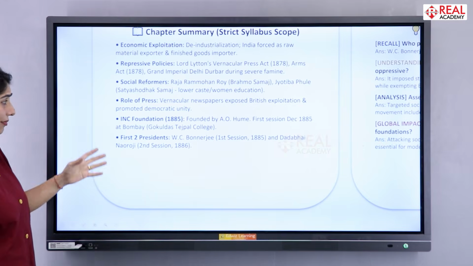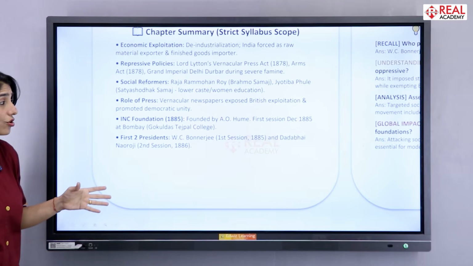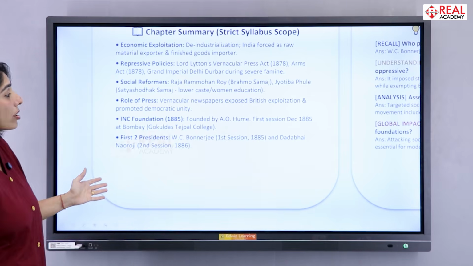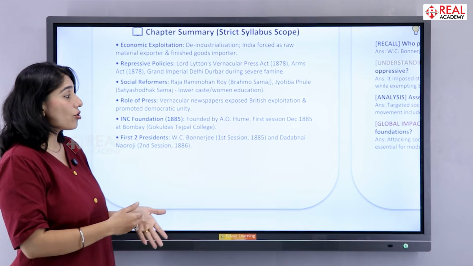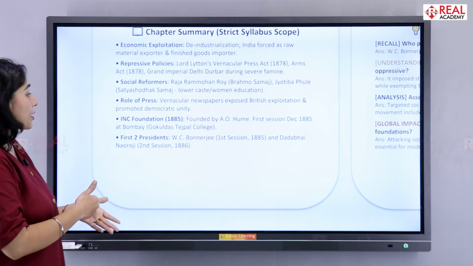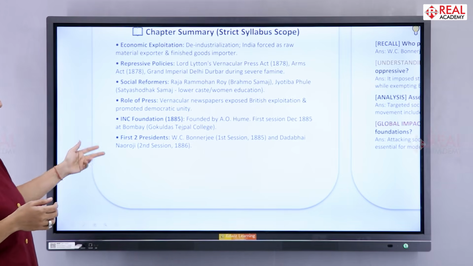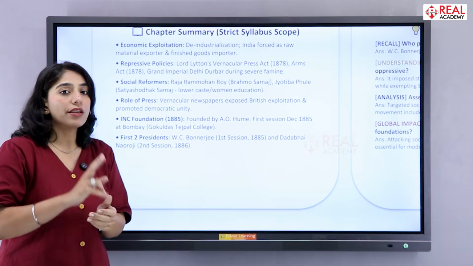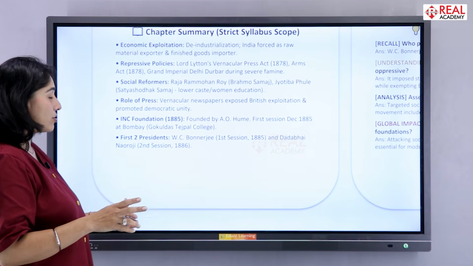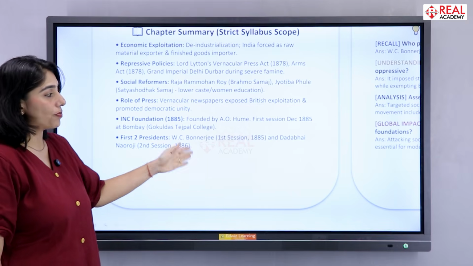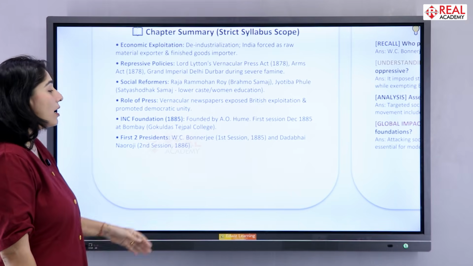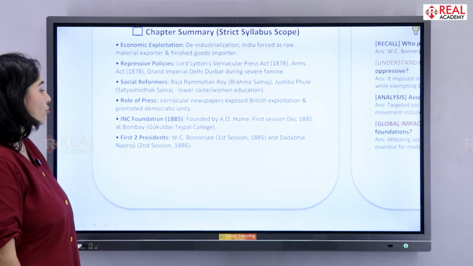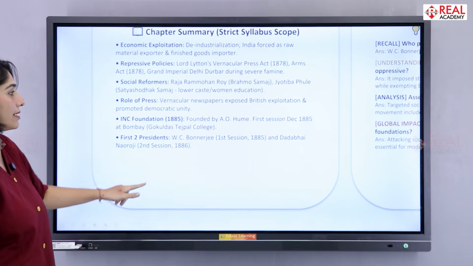All right. Then we talk about the foundation of Indian National Congress, one of the other important topics where you talk about A.O. Hume. Then you talk about the first session at Bombay. All right. And then the first 2 presidents. As per your syllabus, there are only first 2 presidents that you talk about. Where we talk about Vyomesh Chandra Banerjee in the first session, here you have 1885, and Dadabhai Navroji in the second session in 1886.